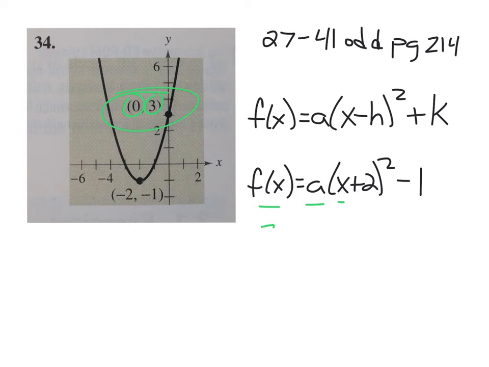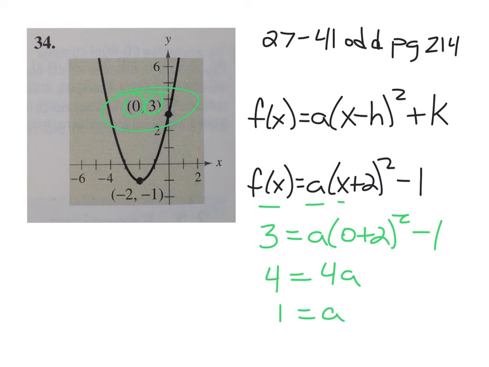So yeah, so then 3 equals a times 0 plus 2 squared minus 1. And now all we got to do is solve for a. So then I'll add the 1 over, 4 equals, right, 0 plus 2 is 2, 2 squared is 4, equals 4a. So then a equals 1. And so then, yeah, there's the function, f of x equals 1 times x plus 2 squared minus 1. I'm not going to write it.